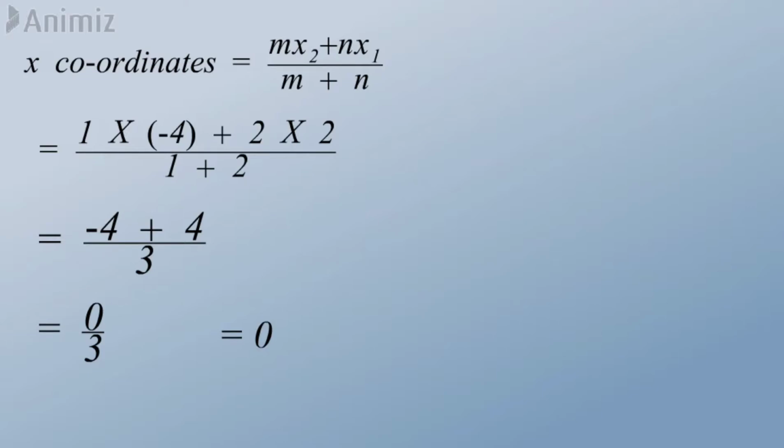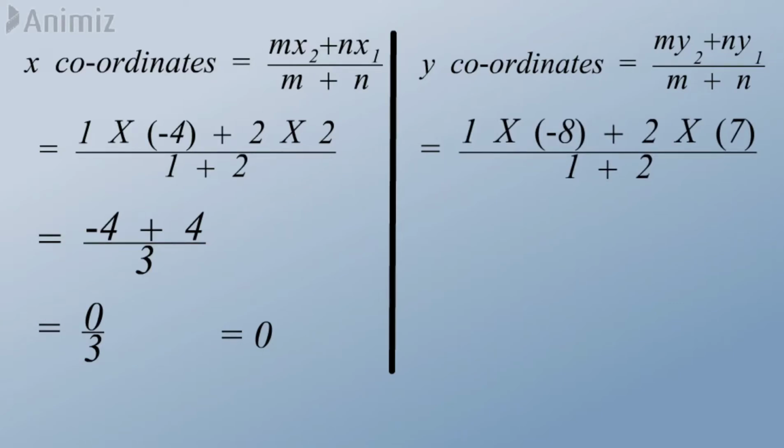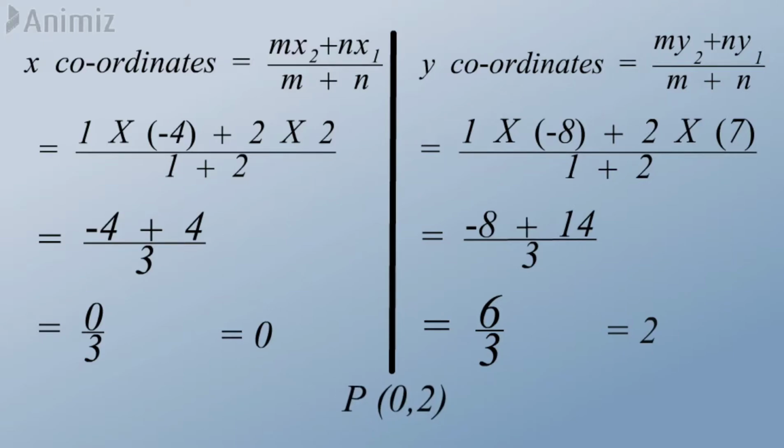Now same way you have to solve the y coordinate. This is the formula for the y coordinate. Now substitute the values. You will get (1 into -8 plus 2 into 7) upon (1 plus 2). That means (-8 plus 14) by 3. This will give you 6 by 3. So when you reduce, you will get 2. So what is the coordinate of P? 0, 2. So you got two possibilities. So in trisection, your P is either -2, -3 or 0, 2.